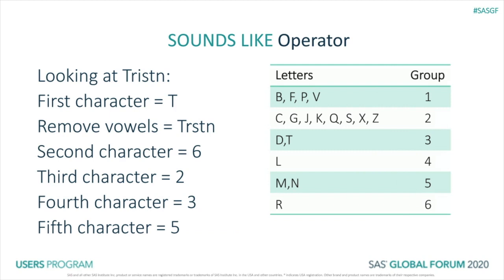So we'll go through a couple of examples of this. Looking at Tristan, the first character is T, so we keep that. Then remove all the vowels and letters that act as vowels, like W and Y. The second character is 6 because R equals 6. The third character is 2. The fourth character is 3. And the fifth character is 5.